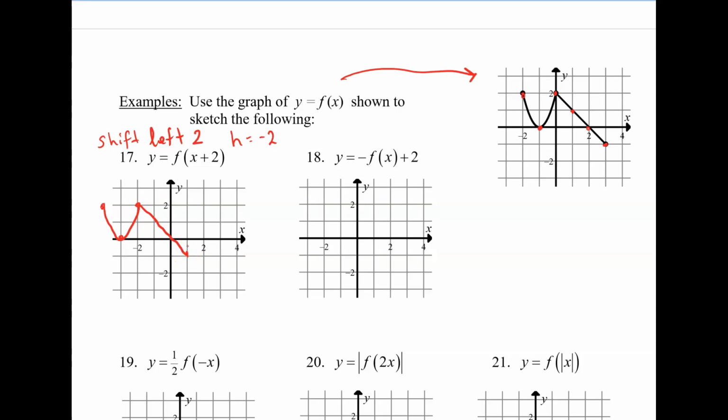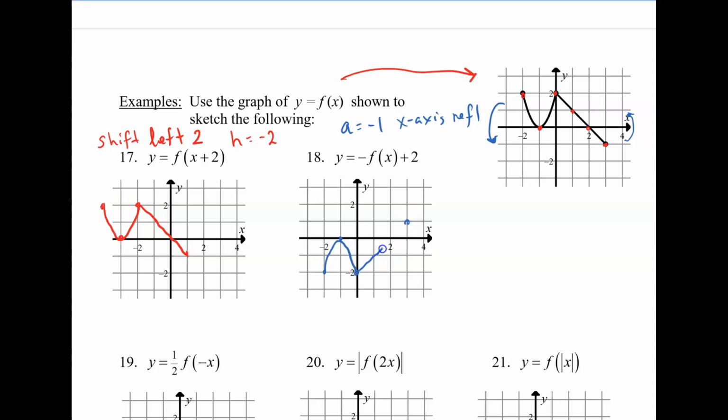For number 18, we have two things going on. The first thing is a negative outside. Your a value is a negative 1, and what this causes is x-axis reflection. So all my values above are going to go down to the bottom, and all my values below are going to go up to the top. That's the first kind of transformation that's taking place. So the first point of reflection would look like this.